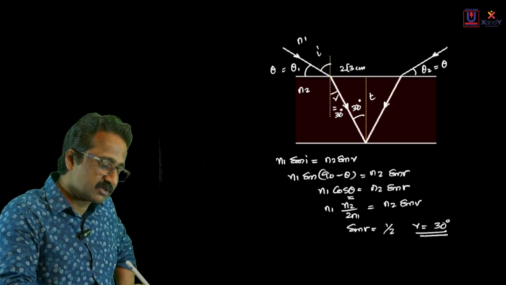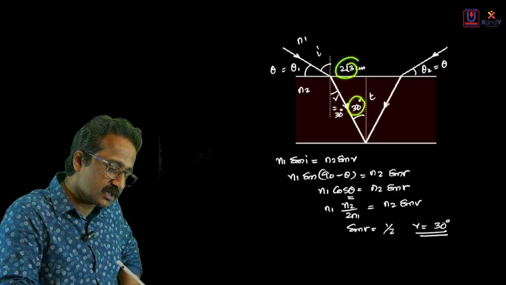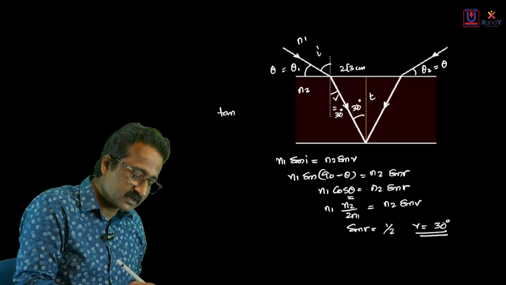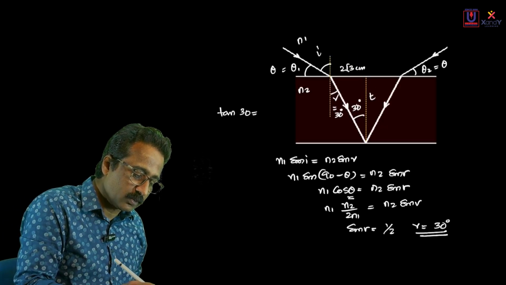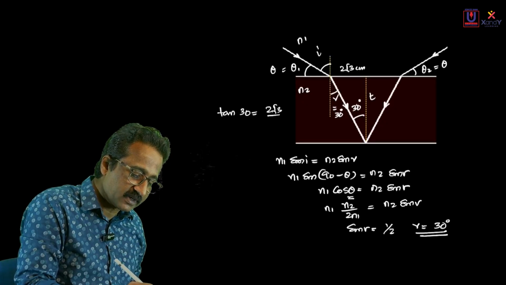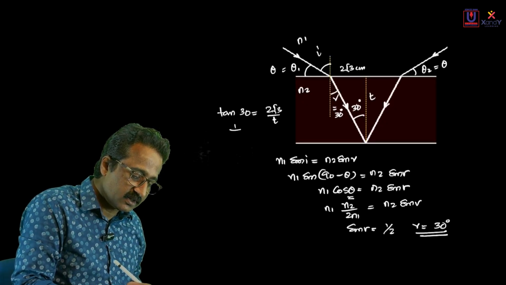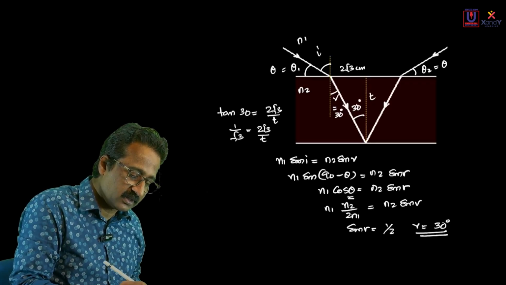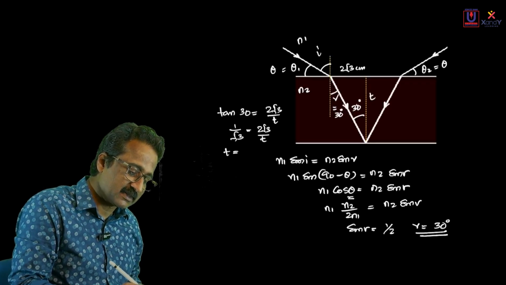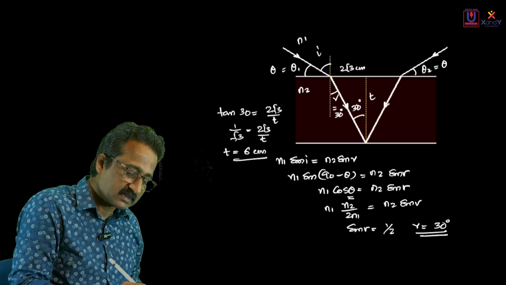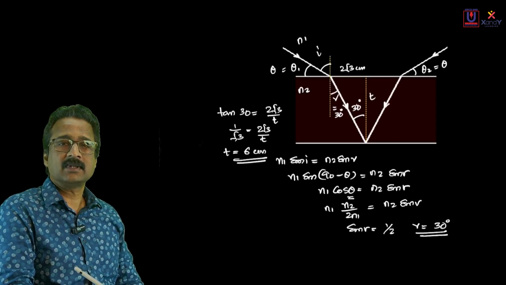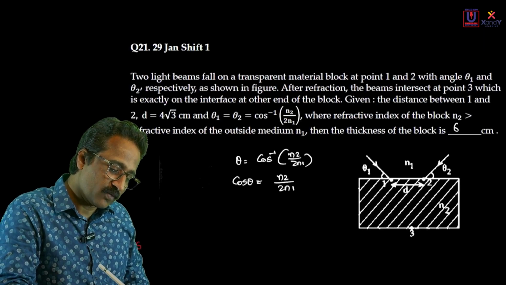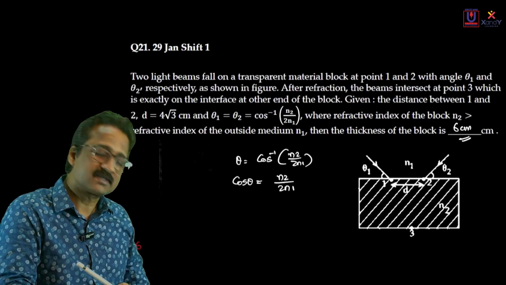Now finding t is easy. Now we'll apply simple trigonometry. For this angle, opposite, adjacent, tan is better. I'll take tan theta and finish this. Tan 30 degrees is equal to opposite 2 root 3 divided by t. Now tan 30 is 1 by root 3. So 1 by root 3 is equal to 2 root 3 divided by t. Solving this, you'll get t as 2 into 3 into 3. Yes, it is 6 centimeter. So the thickness of the slab is 6 centimeter. Numerical value of the answer is, yes, 6 centimeter.